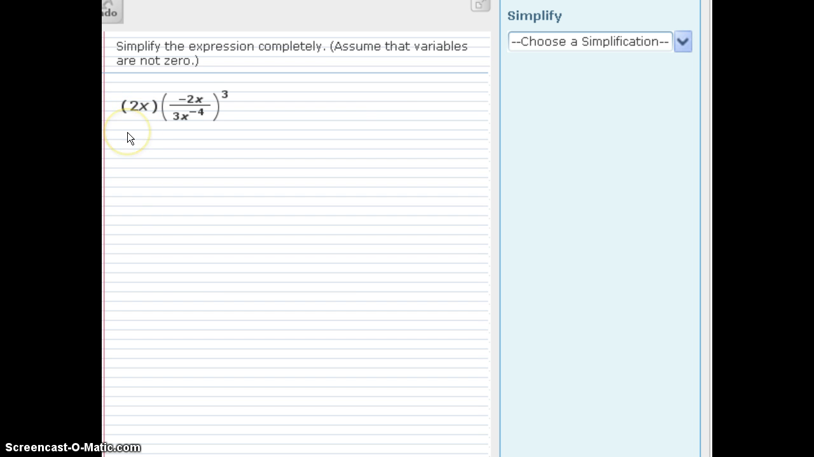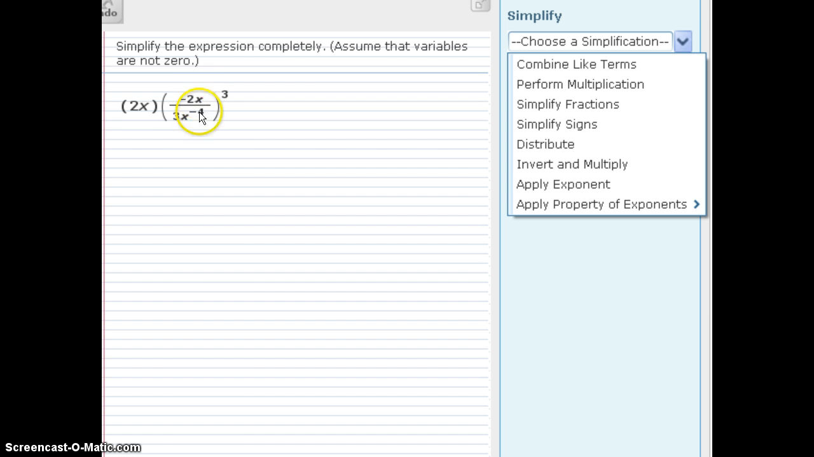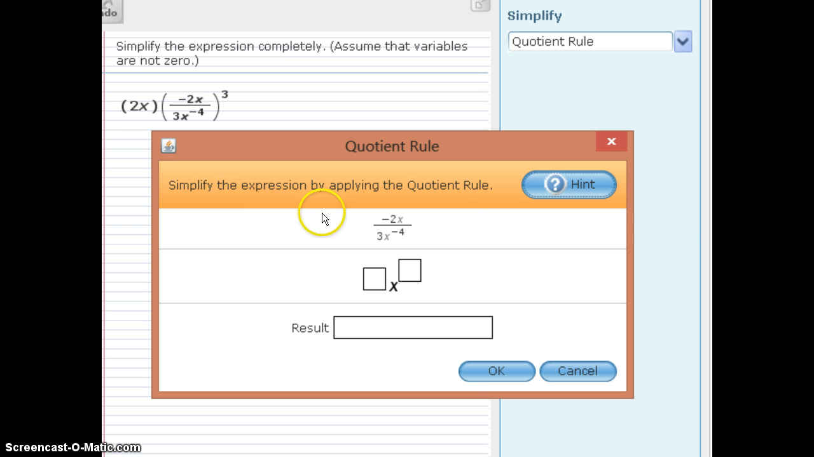Really, we still follow order of operations with these types of problems, so I would start simplifying inside these parentheses. So that's where I want to start. And since that's a fraction, I'm probably going to be applying the quotient rule. When I do apply the quotient rule, it automatically brings up that little rational expression, that fraction there, and that's what I'm going to be working with.